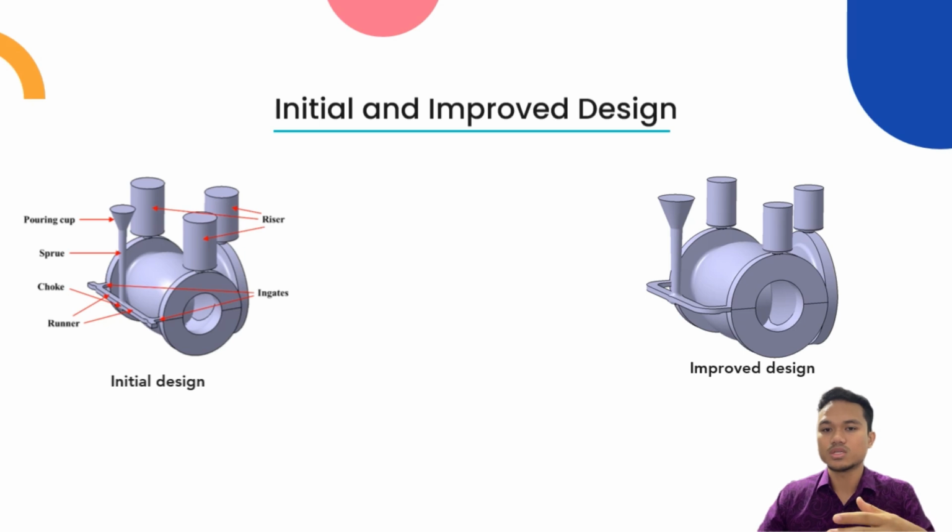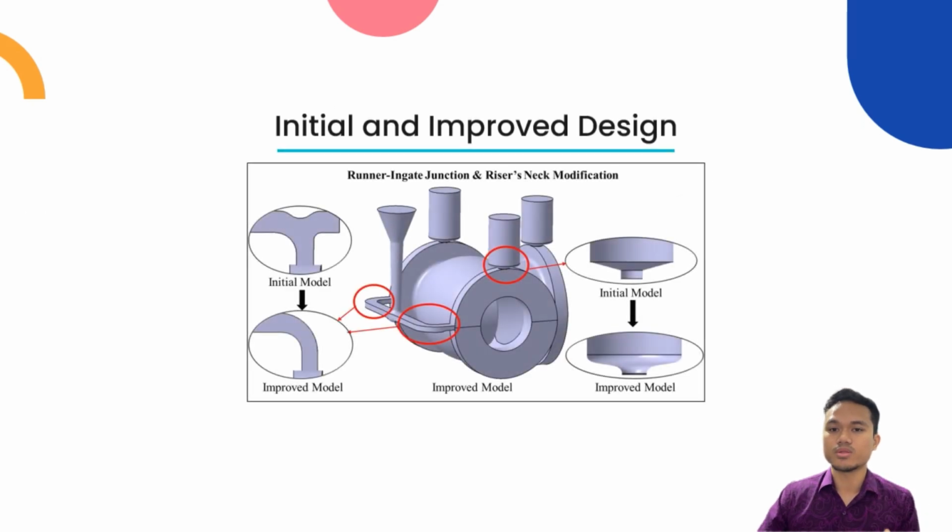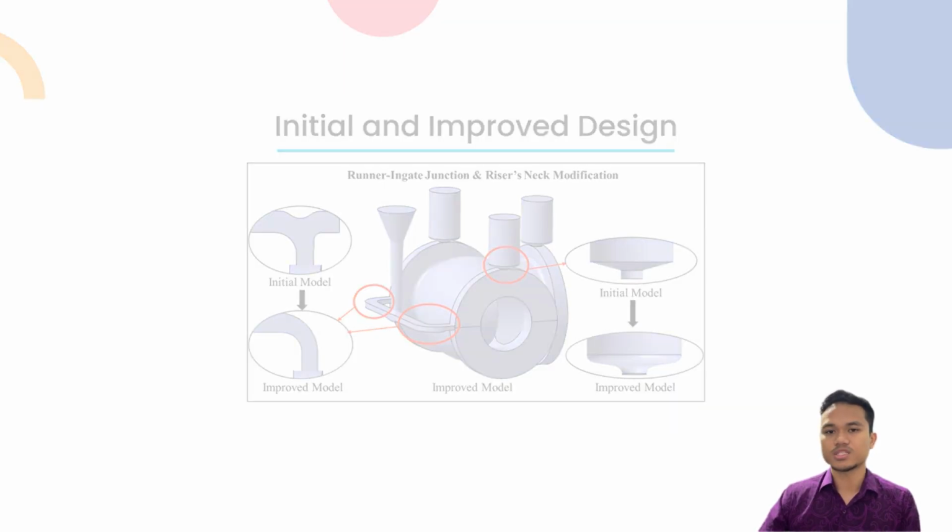So the significant difference between these two are the junctions at the running ingates area and the transition between the riser and the neck. The junction was changed from branch design to smooth corner, and the transition was changed from chamfered to curved design. The riser volume also has been reduced to minimize material waste. I'll explain in the next section.